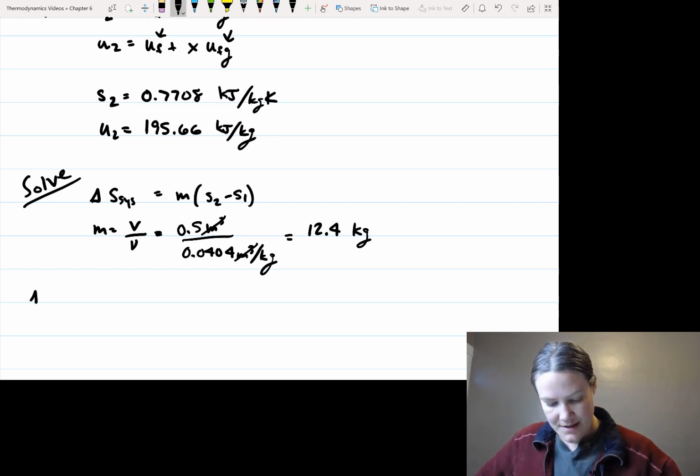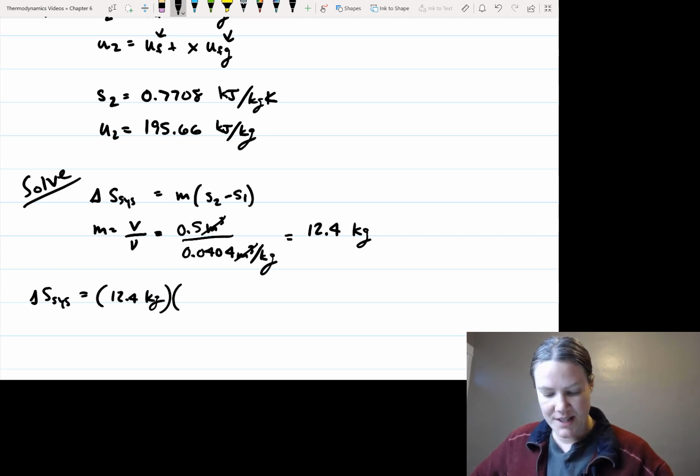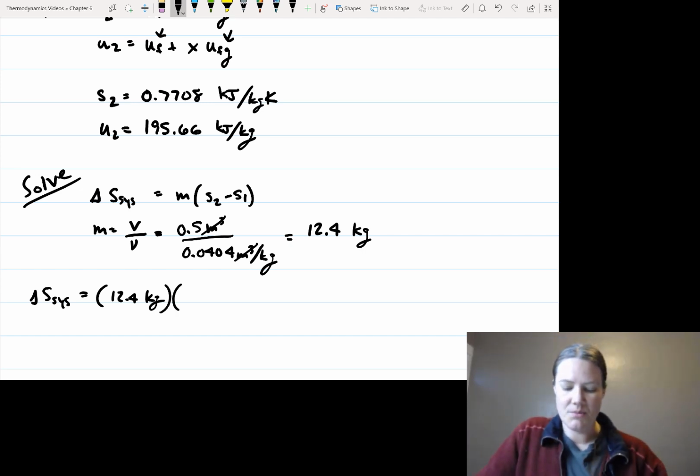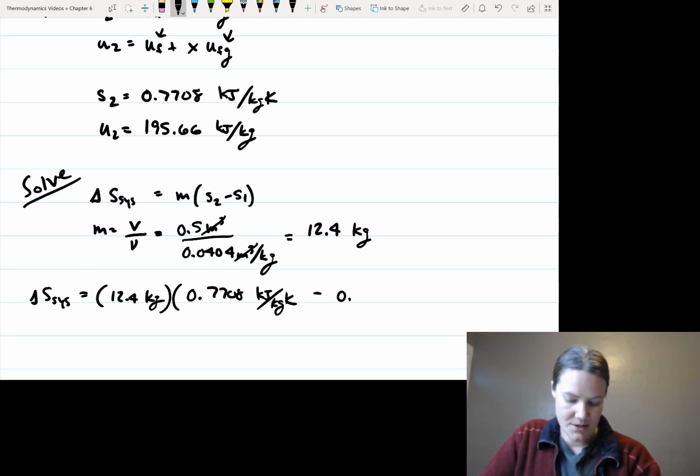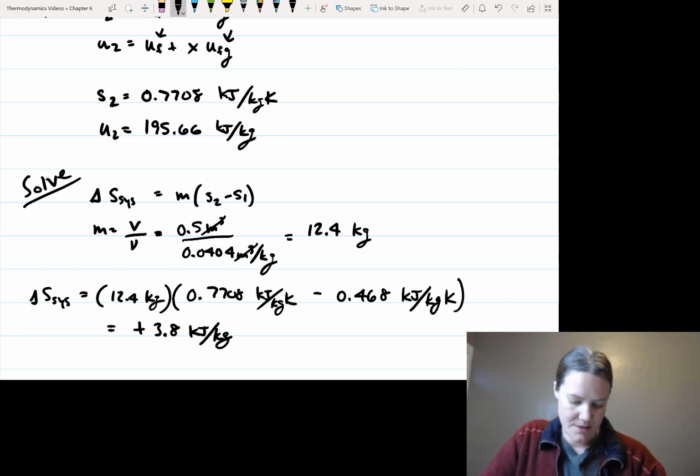Then the change in entropy of the system is equal to 12.4 kilograms multiplied by, and we just put in S2 and S1 that we got from the tables, 0.7708 kilojoules per kilogram Kelvin minus 0.468 kilojoules per kilogram Kelvin, and this is equal to plus 3.8 kilojoules per kilogram.